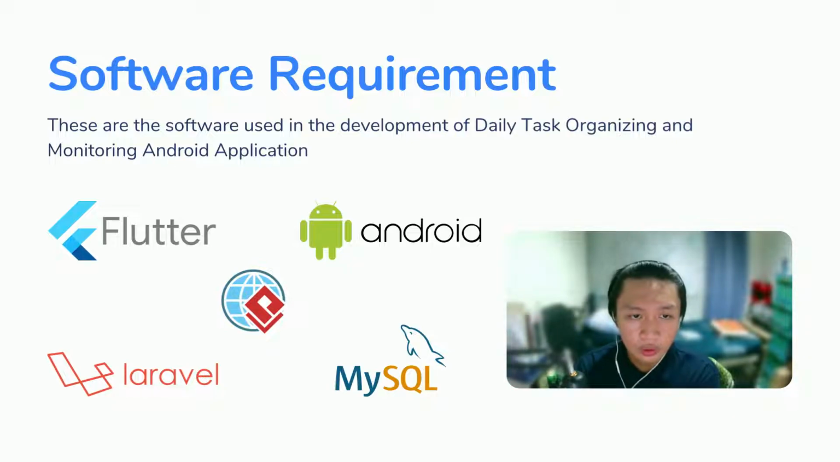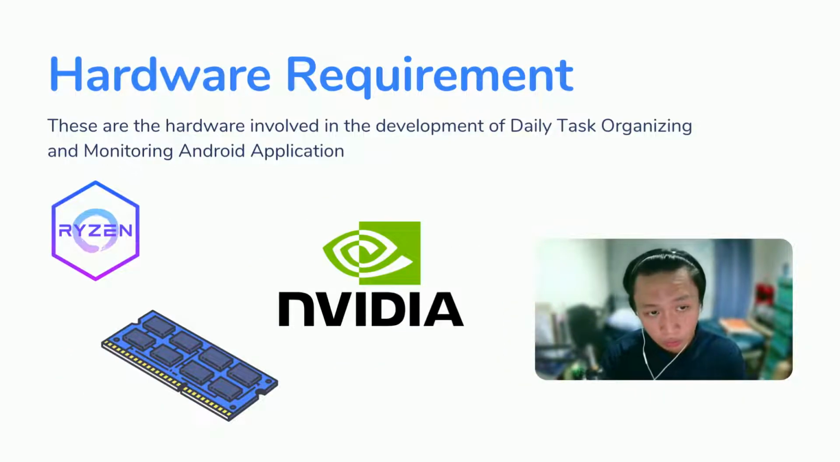MySQL is used to store data regarding client details and other needed information, and Visual Paradigm Online serves to build use case, class, and activity diagrams. For hardware requirement, the processor used is AMD Ryzen 5 3500X with 16 gigs of DDR4 RAM and an RTX 2060 NVIDIA graphics card.